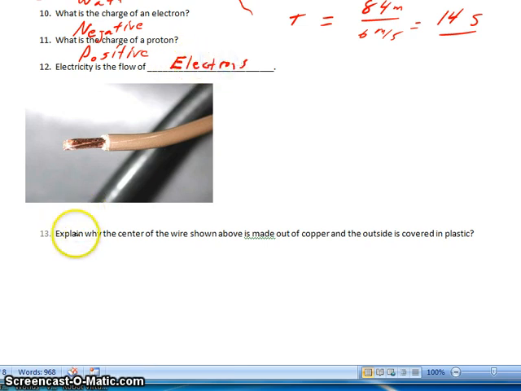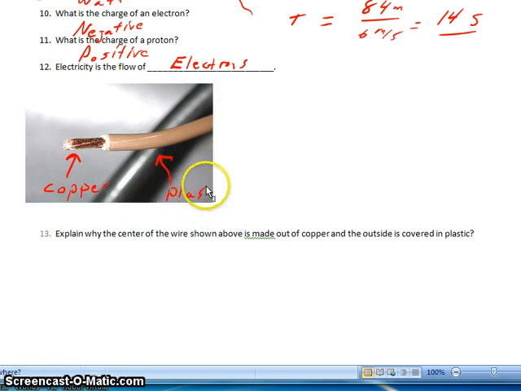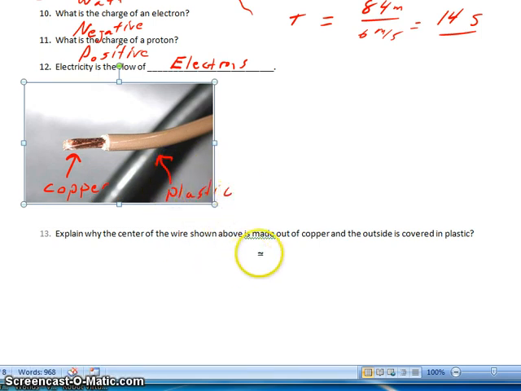All right, and then our last one here, number 13. Explain why the center of the wire is made out of copper. So here we got copper in the center, and the outside is covered in plastic. So why is that? Well, copper is a conductor. A conductor is something in which the electrons move easily.